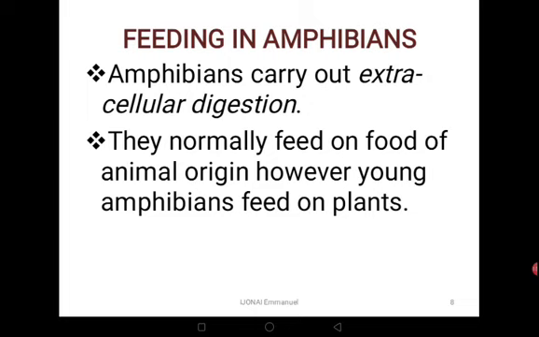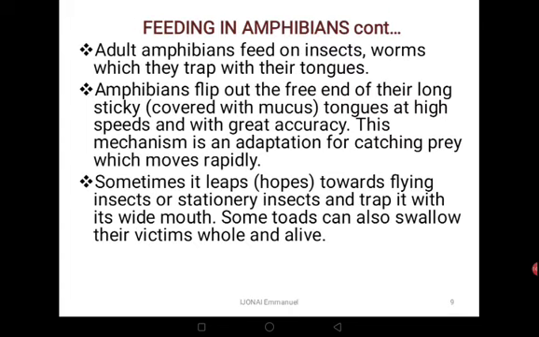However, the larval stages of the amphibians, you remember the tadpoles, those tadpoles which you find in water, black and have tails. Those tadpoles feed on plants. They are vegetarian in nature. For them, they feed on plant material as well. So we now know that amphibians have extracellular digestion, and then the adults are majorly carnivorous, and then the larval stages may be herbivorous. So let's look at how they feed exactly.